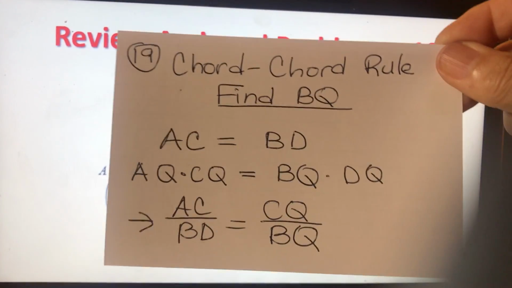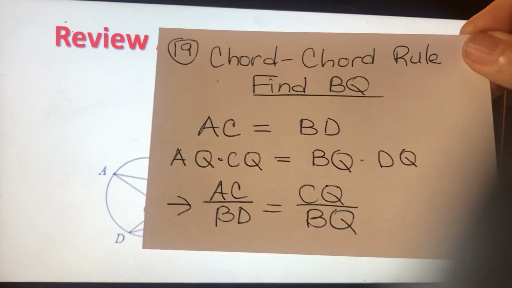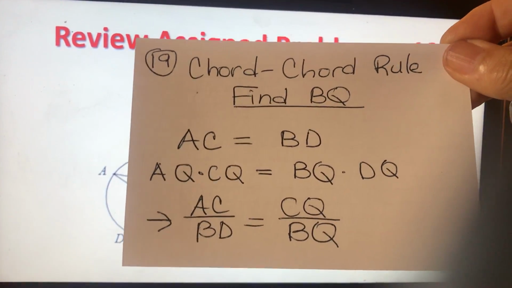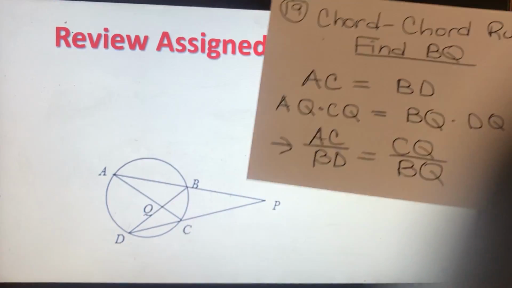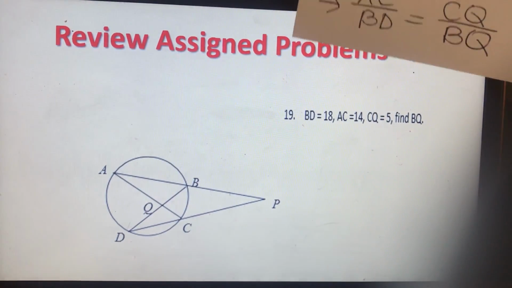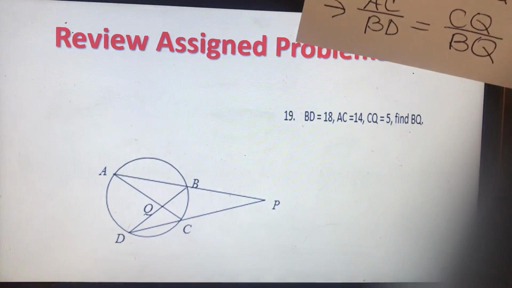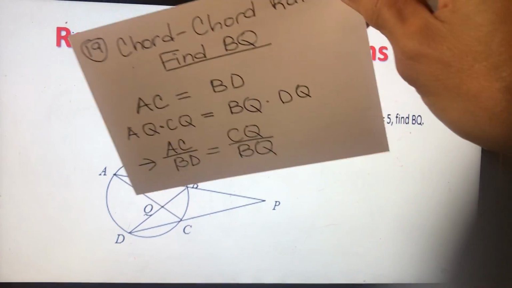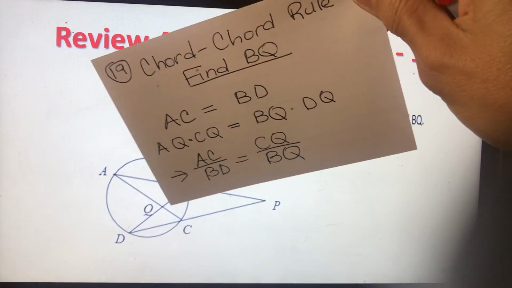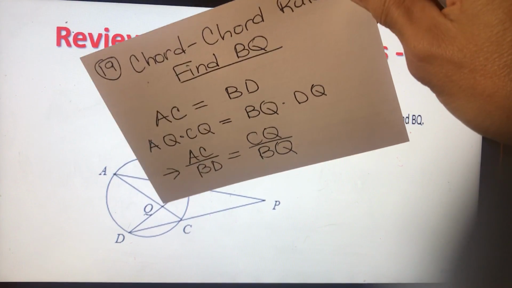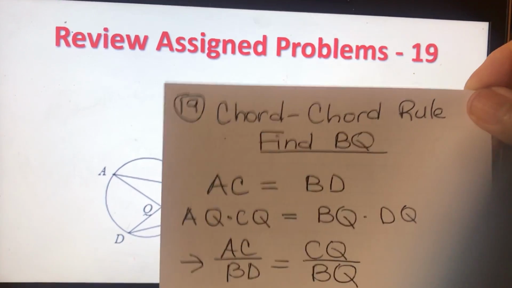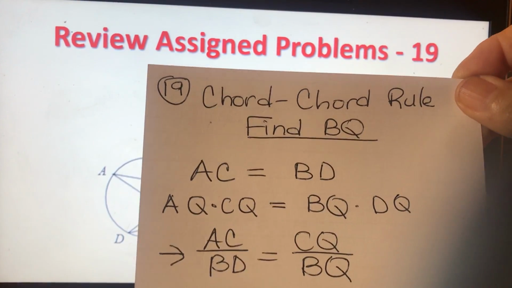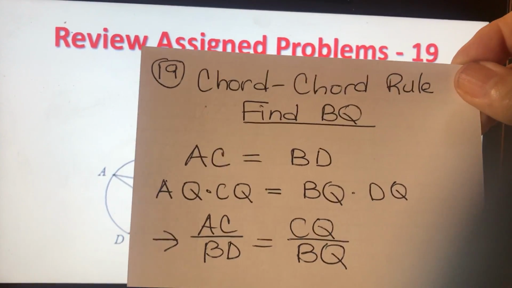We're going to use our chord rule in order for us to find BQ. So the chord rule establishes that AC is going to be equal to BD. Why? Because according to that theorem, we have the two secants, AC and BD, that are being intersected at the interior of the circle. So if AC equals BD, that means that AQ times CQ equals BQ times DQ.